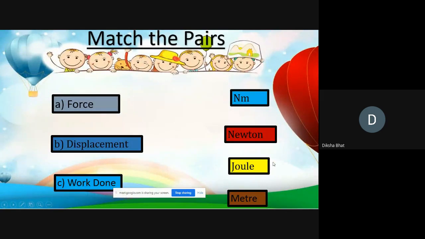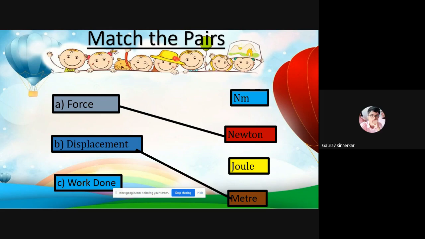Now match the pairs. Over here you have the quantities and on the other side you have the units. What is the unit of force? Newton. Let's check. Yes, correct. What is the unit of displacement? Meter. Very good. And what is the unit of work done? Two of them, Newton meter or joule. Yes, Newton meter and joule. Correct.